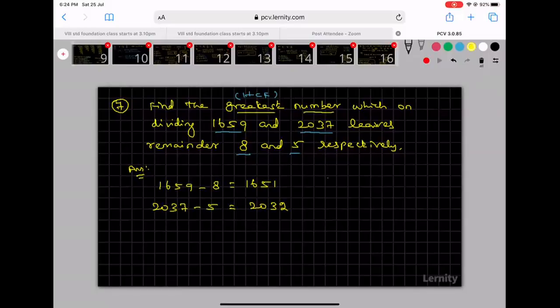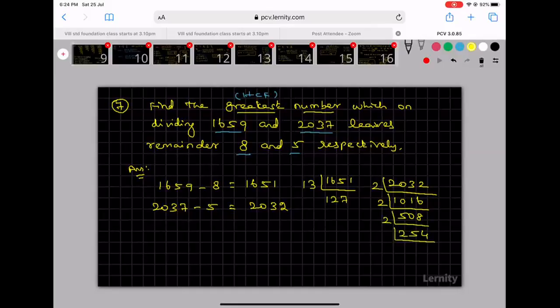Now I am taking 1651. I am dividing with the 13 table, I will get 127. Now I am taking 2032. Dividing by 2, I will get 1016. If I divide by 2, I will get 508. If you take 2 again, I will get 254. And if I take 2 again, I will get 127.